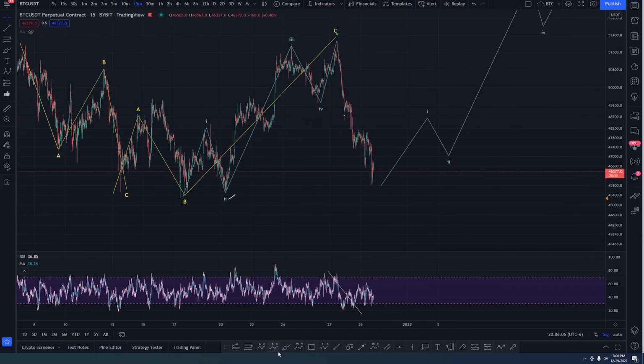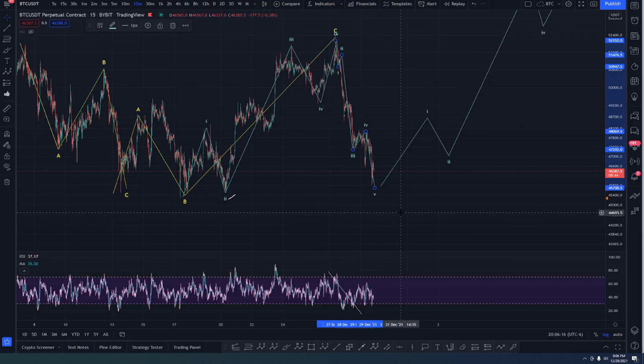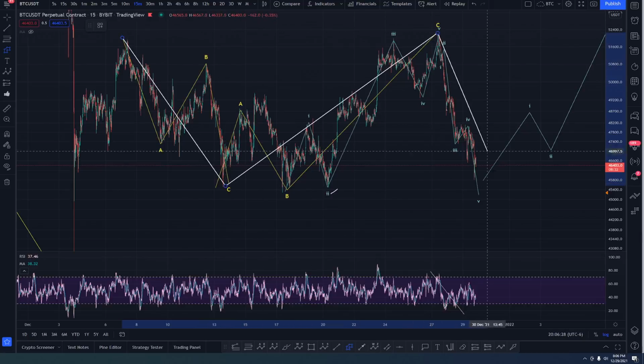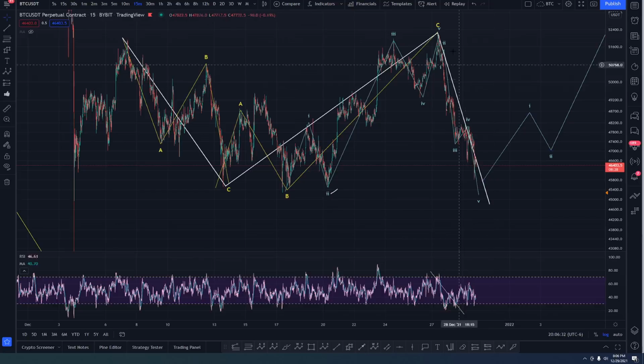Now, is that 5 finished? Well, it's a really good question. The way I'm counting it is something like a 1, 2, 3, 4, and then 5. And I think we're finishing the 5. I don't think the 5's done. I think 5's got a little bit more to go. Before I pull the fibs here, we're going to look at the overall structure like this. There's your A wave, there's your B wave, and then there's your C wave. So the question is, is that C wave finished?